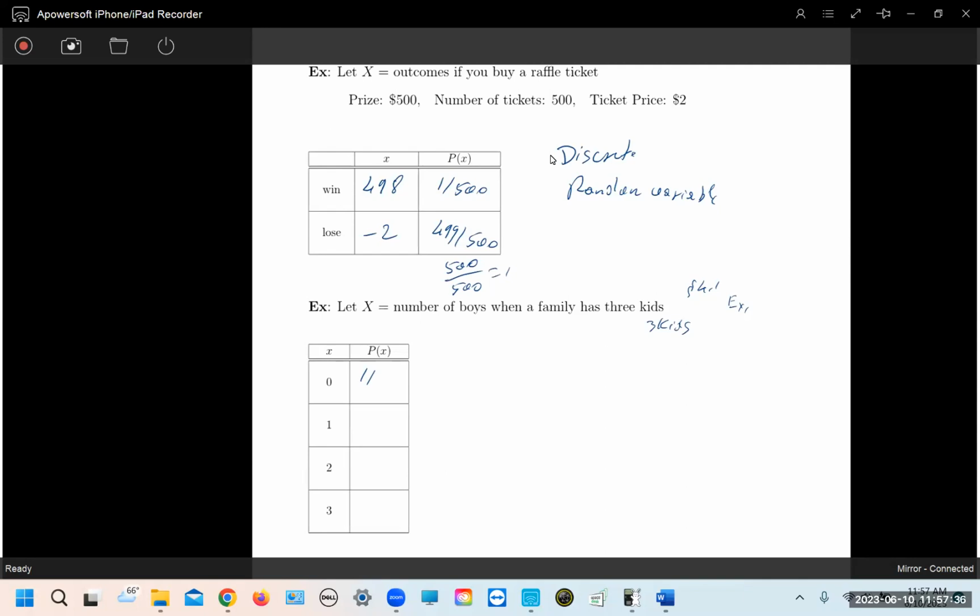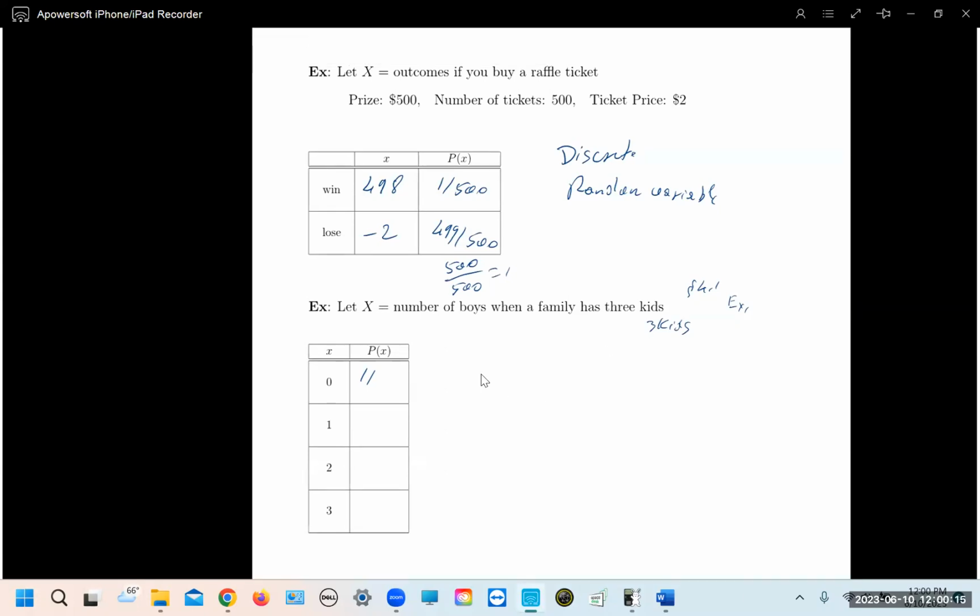this one's 1/8. Remember in 4.1, I have some of the diagrams for when it is a girl, and when it is a boy. So in 4.1, you can go back and check this one.